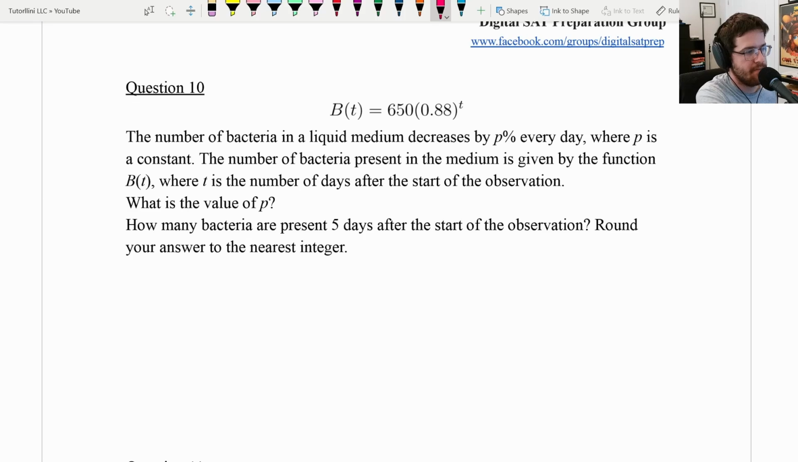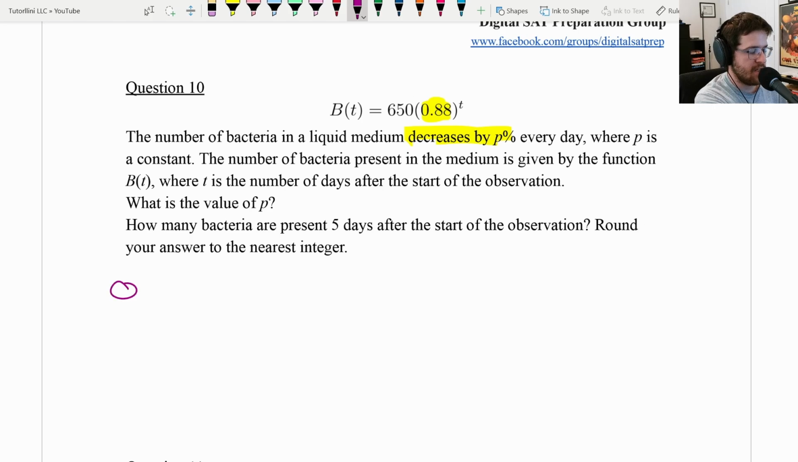Okay, question 10. So this one says it decreases by p% every day, and t is in days, so nothing funny going on with the units. Well, the multiplier is 0.88. That tells me about the percent change, right? So what I'm going to do is use a concept we did in percents a whole bunch: I'm going to take that multiplier and turn it into a percent change. There's 2 main ways to do that.